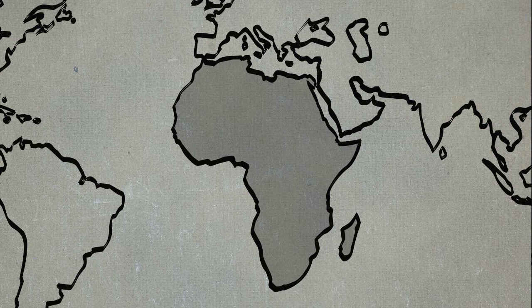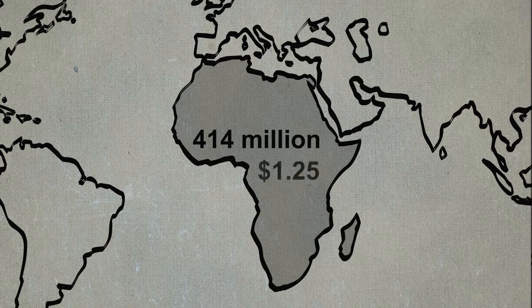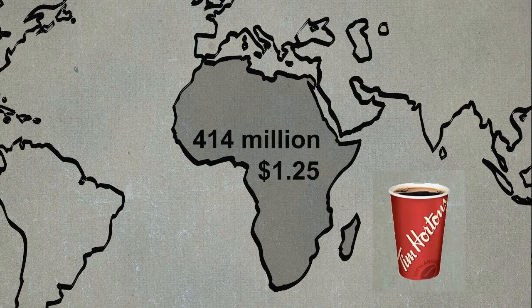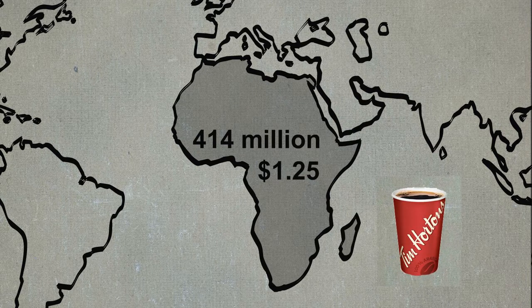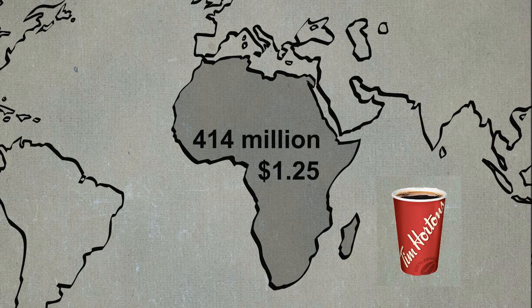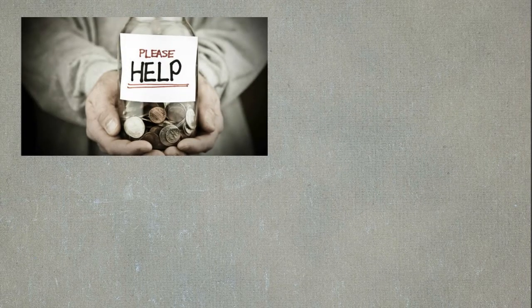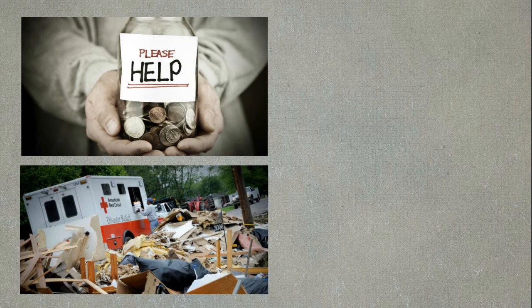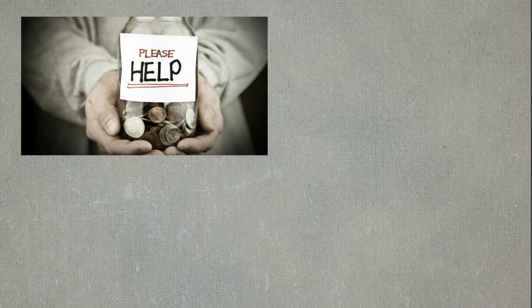Today, in sub-Saharan Africa, over 414 million people are living under $1.25 a day, which is the price of a small Tim Hortons coffee. It's been 60 years since foreign aid has been implemented, but nothing's changed. Why? Let's take a closer look into foreign aid, which includes monetary donations, charity-based aid, humanitarian, and government-to-government aid.